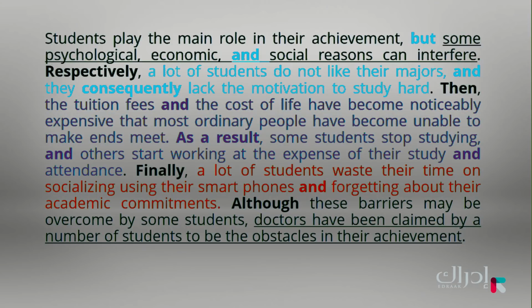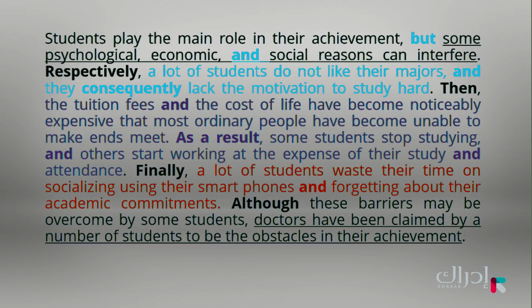The fourth signal word is "as a result." It is a signal word of cause and effect, or reason and result. It is followed by a result, which is some students stop studying, and others start working at the expense of their study and attendance, and preceded by a cause or reason, which is the tuition fees and the cost of life have become noticeably expensive that most ordinary people have become unable to make ends meet.